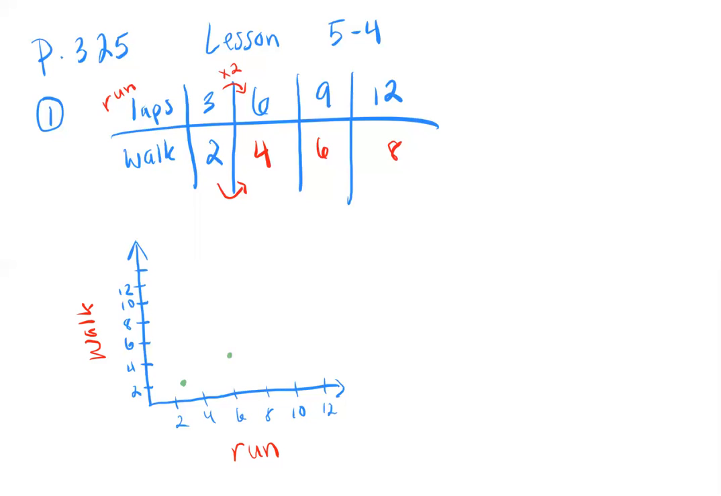And then 9, 6, go to the right 9, and then up 6. And then for 12, 8, I'm gonna go to the right 12, and then up 8. All right, so the question we were being asked, if the students run 12 laps, how many will they walk? They're going to walk 8 laps, okay?